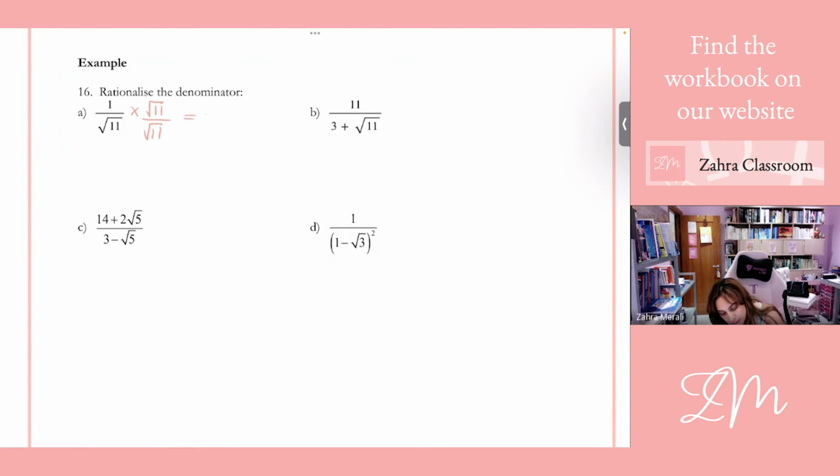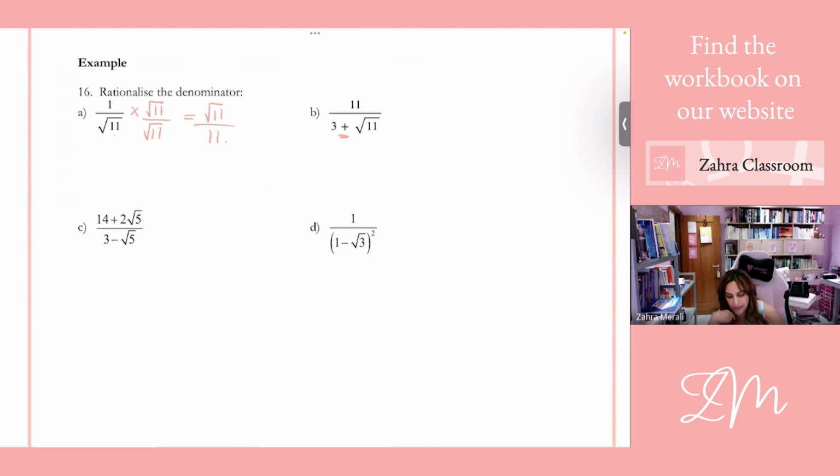So 1 times root 11 is root 11. Root 11 times root 11 is just 11. And those are the same things. Now you'll notice, try in your calculator, do 1 over root 11, it will rewrite it for you as root 11 over 11.